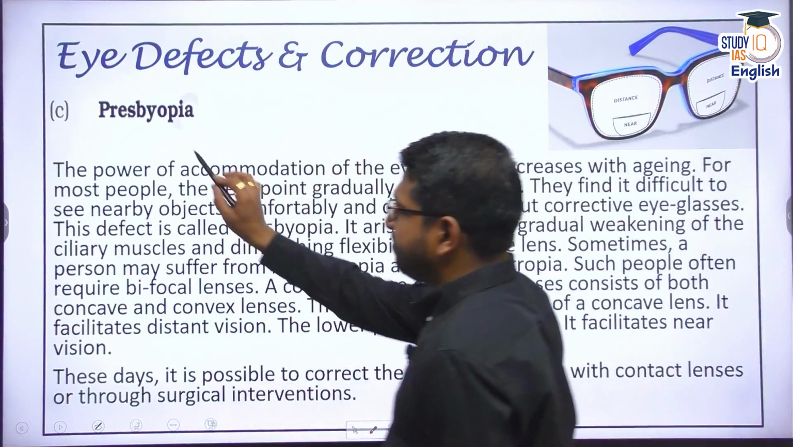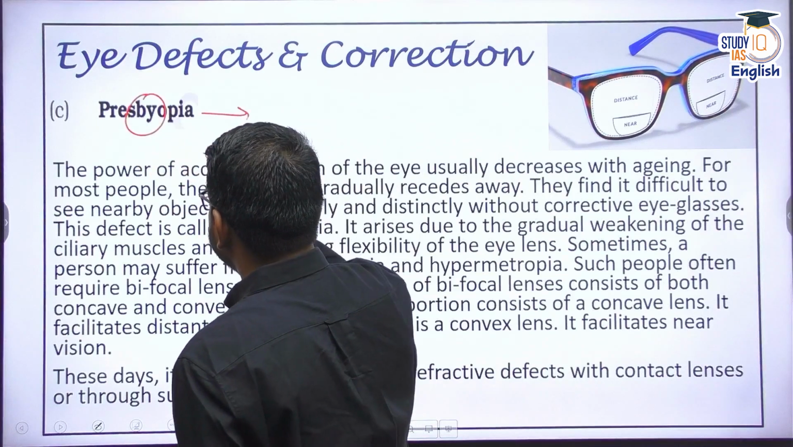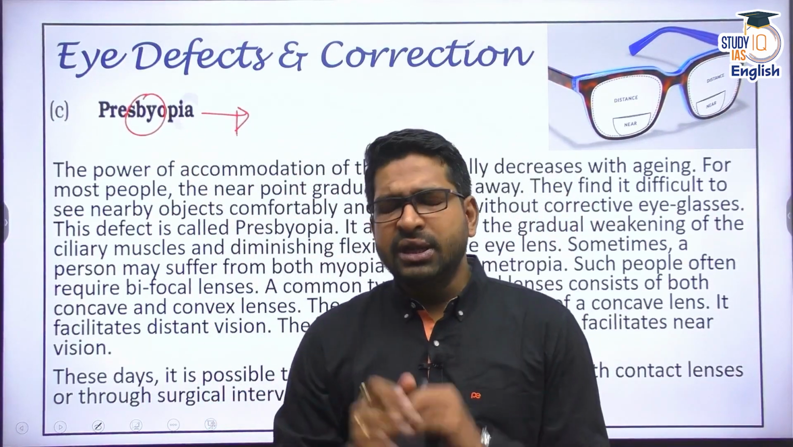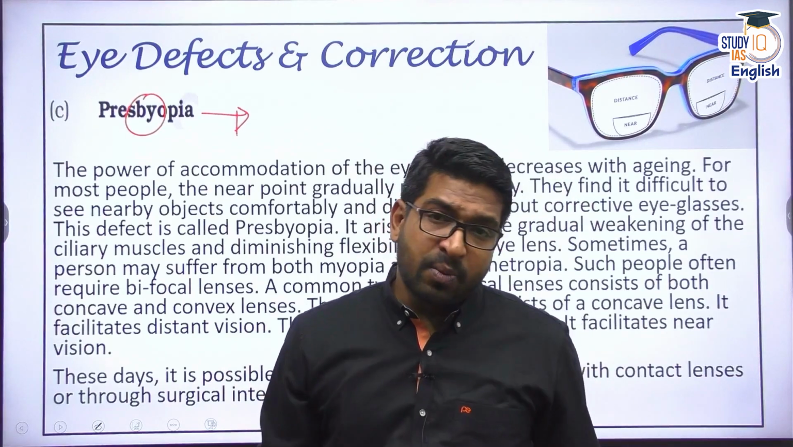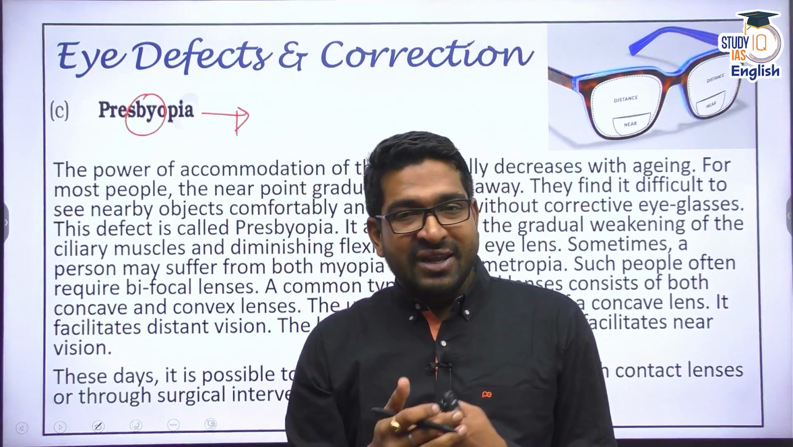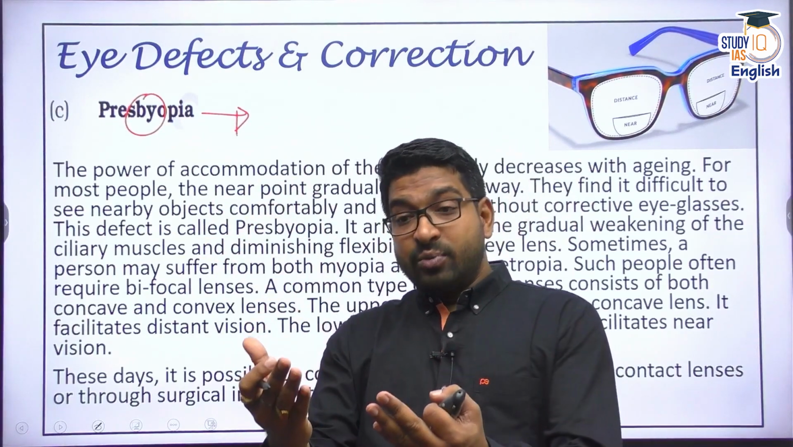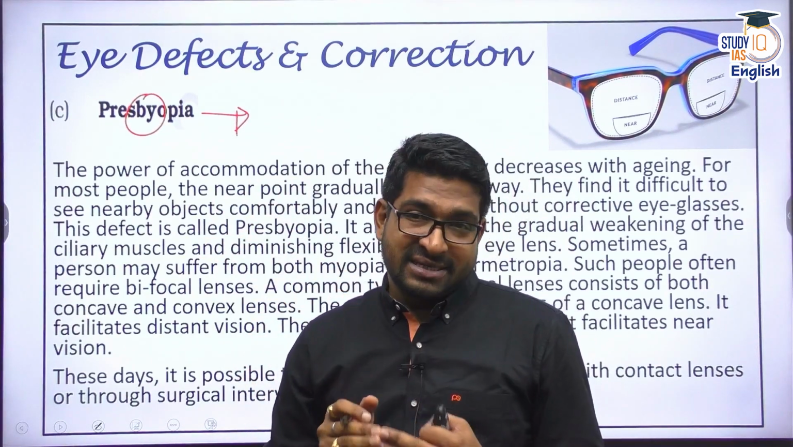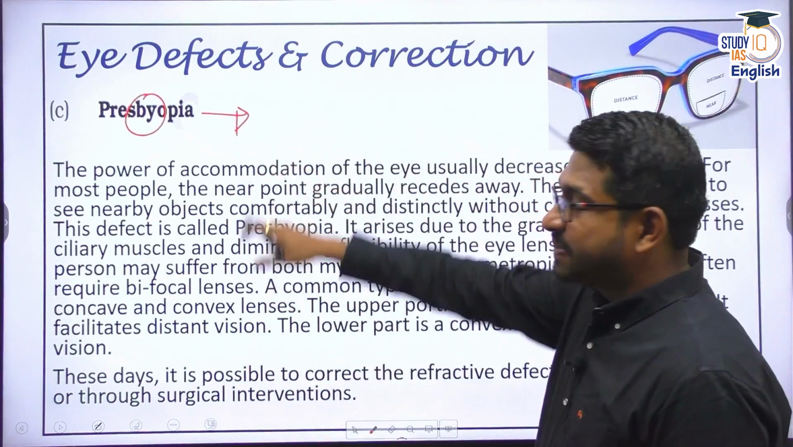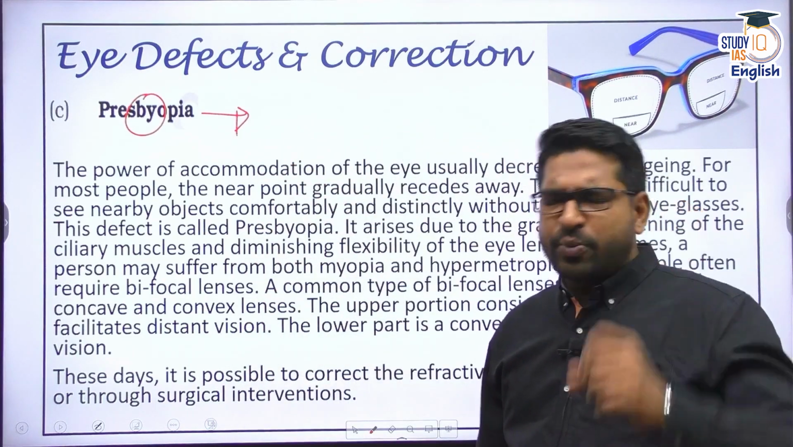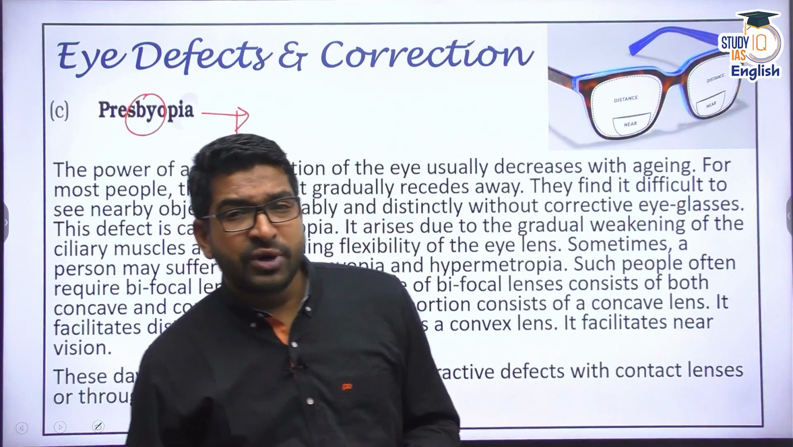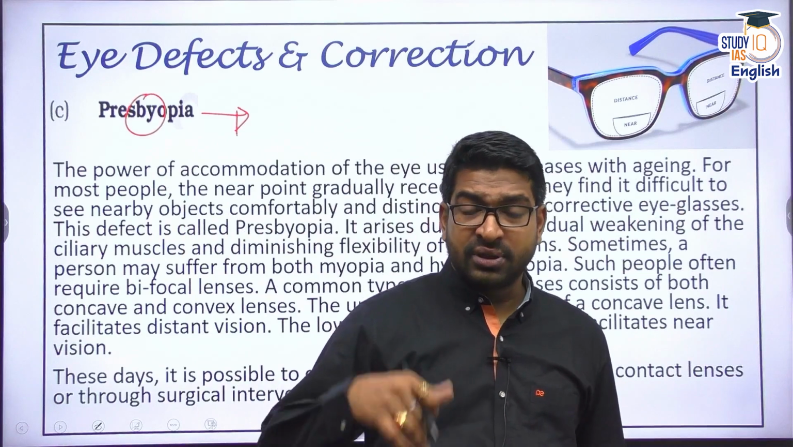The name itself, presbyopia. Presbyopia means the power of accommodation has gone down, meaning a person is facing both the problems. They are facing a problem of viewing distant objects very clearly, and also a problem reading things. Nearby objects cannot be seen very properly. This is called presbyopia. Now presbyopia is very prominent, especially in old age people.